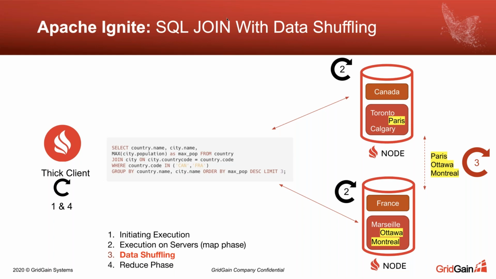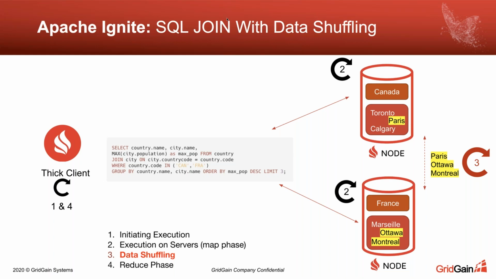So imagine that we have a very simple SQL query. You can see it on the slide. Simple select with the join. And if you just mentally think what's going to happen, we're going to send this query to all the nodes for localized execution, and you're going to endure this data shuffling operation.